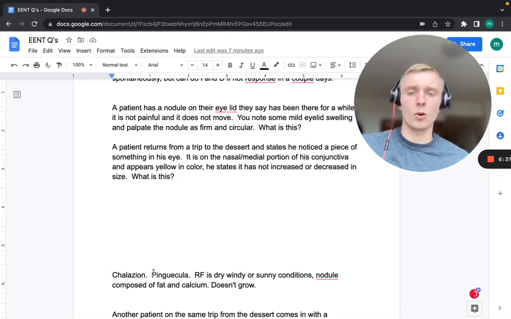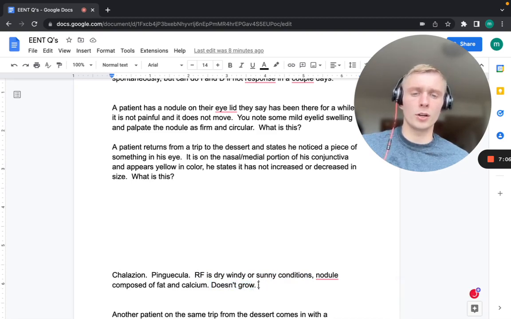And the second one is a pinguecula. So pinguecula, a risk factor is being in the desert or windy or stormy conditions. It's an adaptation of the eye, seemingly, and it's a yellow buildup of calcium and fat on the medial portion of the conjunctiva. And that's, again, yellowish in color and circular. So that's pinguecula. Again, risk factors are dry or windy or sunny conditions, nodule composed of fat or calcium, and also it doesn't grow.